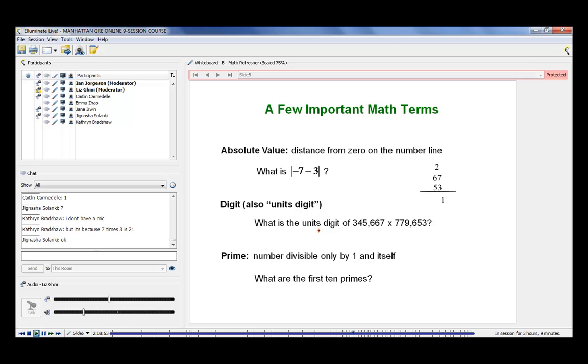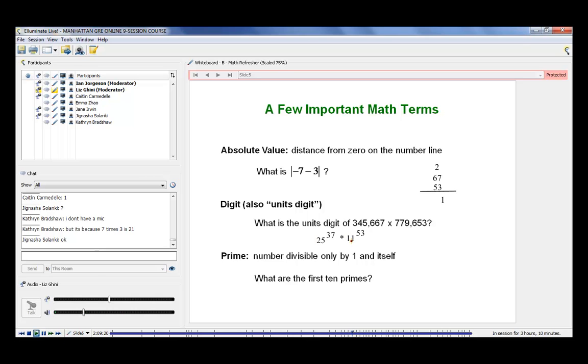The GRE will sometimes ask you something like the units digit of, what about something like this, 25 to the 37th times 11 to the 53rd. What's the units digit of that? How would you calculate the units digit of that?